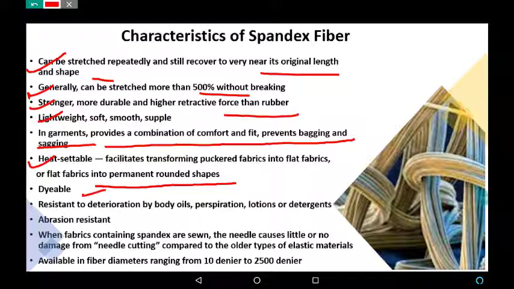It is a dyeable fiber, resistant to deterioration by body oils, perspiration, lotions and detergents. It has good abrasion resistance. When fabrics containing spandex are sewn, the needle causes little or no damage from needle cutting compared to the older types of elastic materials. It's available in fiber diameters ranging from 10 denier to 2500 denier.